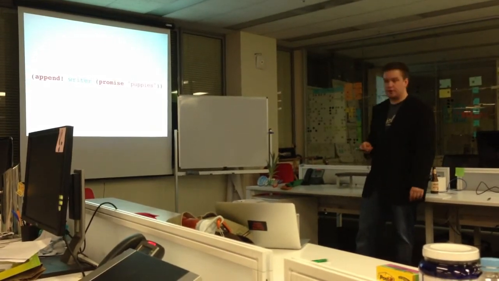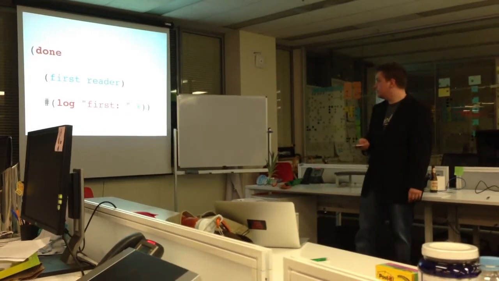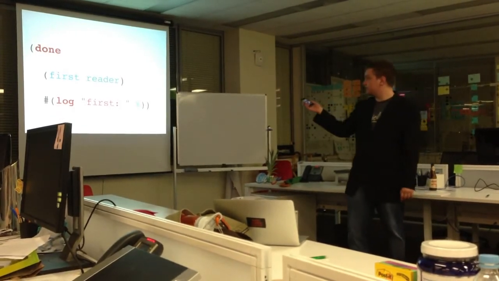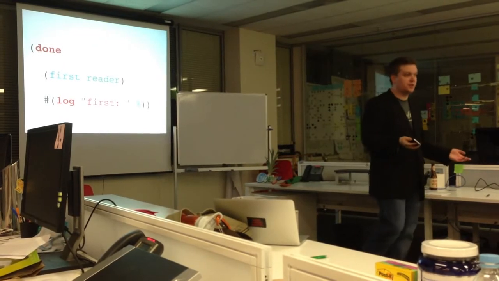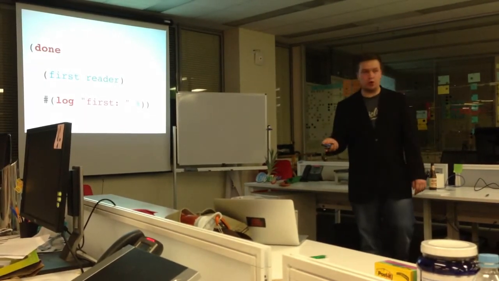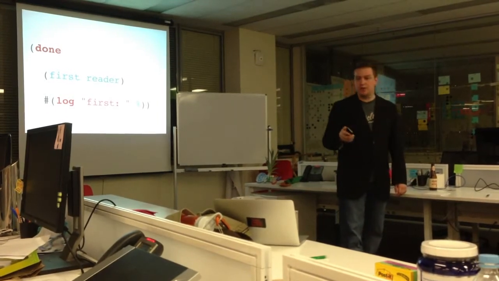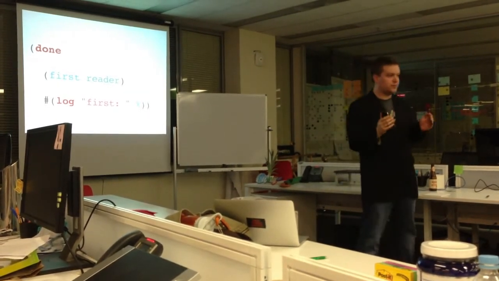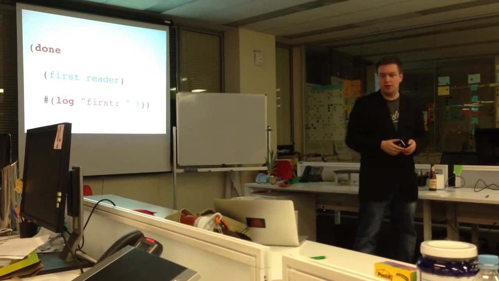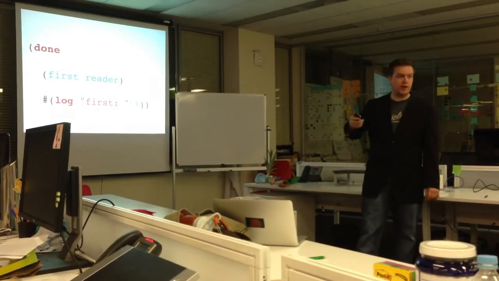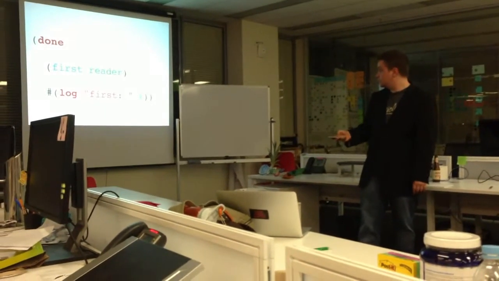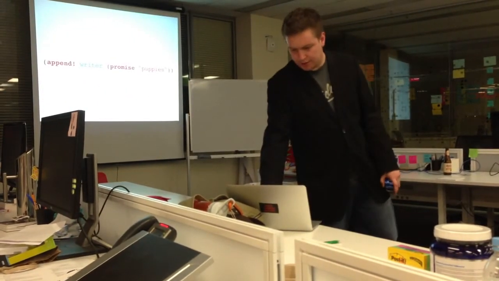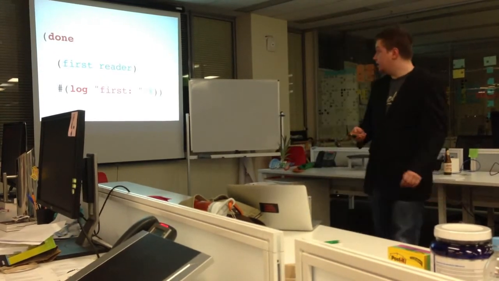Once you've appended, you can get values out. Here we appended puppies, and when we call first on the reader end, we'll get out a promise, and we can then call done on the promise and register a callback. This hash and then an expression syntax is the terse syntax for a lambda closure. And so log will get called when we have the value, which would be puppies, I guess. Yeah, and it would print that out.